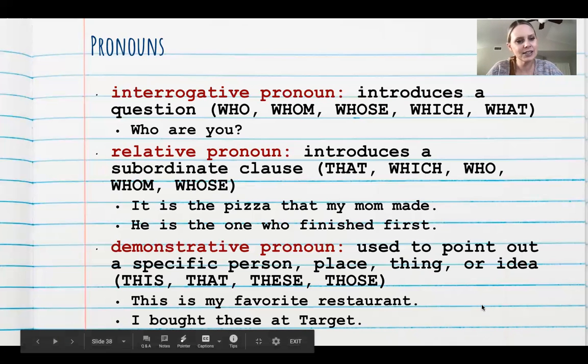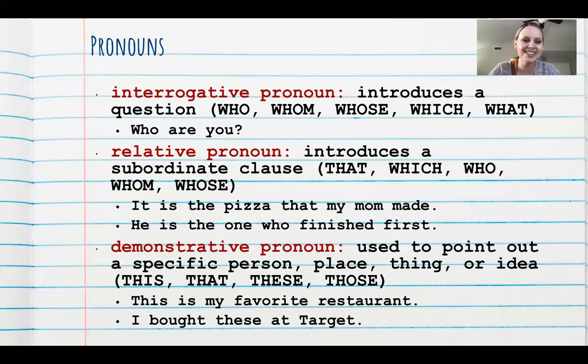The last type of pronoun that you could find in a sentence is the demonstrative pronoun. And when you think of the demonstrative pronoun, I like to think of a toddler with a pointer finger. And this is because demonstrative pronouns are used to point out a very specific person, place, thing, or idea. So, noun. And the demonstrative pronouns are TH words: this, that, these, those.